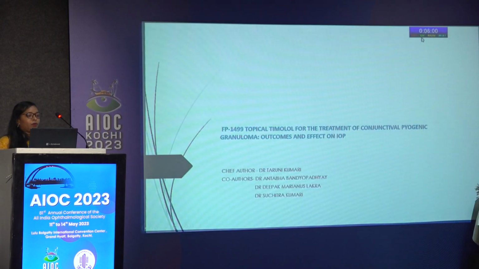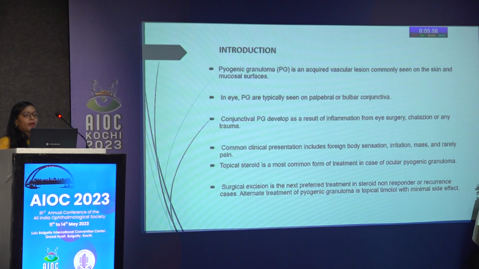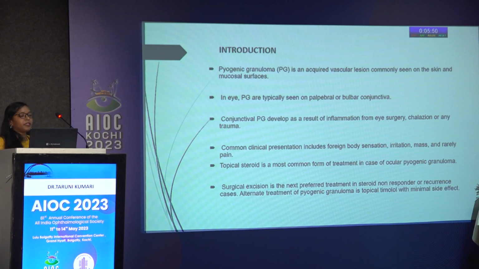Good evening everyone. Today I am going to present on topical timolol for the treatment of conjunctival pyogenic granuloma, outcome and effect on IOP. Pyogenic granuloma is an acquired vascular lesion commonly seen on skin and mucosal surfaces. In the eye, pyogenic granulomas are typically seen on the palpebral or bulbar conjunctiva. Conjunctival pyogenic granuloma develops as a result of inflammation from eye surgery, lesion, or any other ocular trauma. Common clinical presentations include foreign body sensation, irritation, mass, and rarely pain.